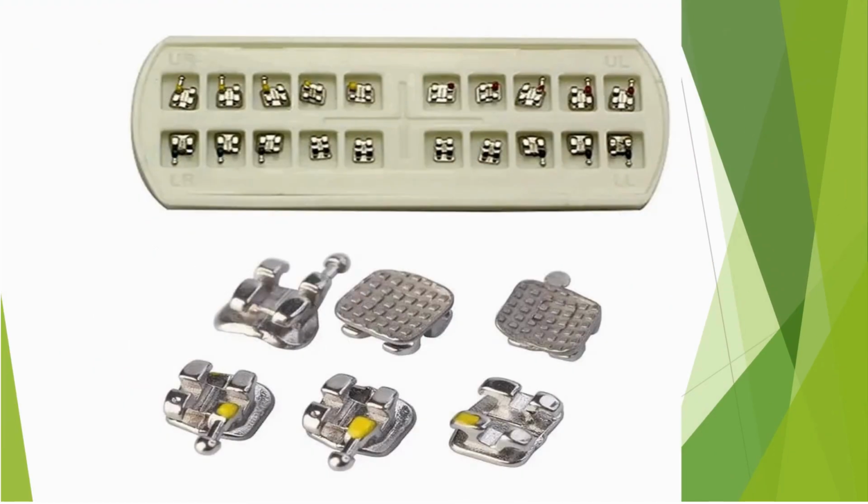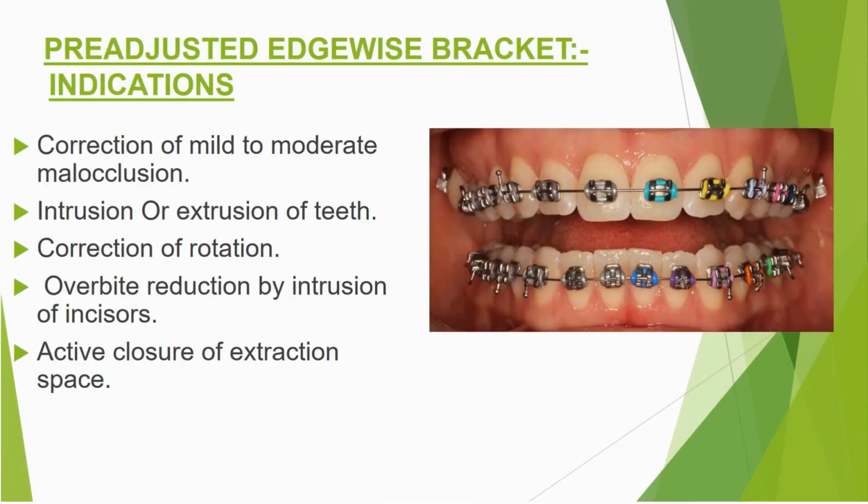In this slide, we can see the picture of pre-adjusted edgewise bracket. Indications of pre-adjusted edgewise brackets are correction of mild to moderate malocclusion, intrusion or extrusion of teeth, correction of rotation, overbite reduction by intrusion of incisors, active closure of extraction space.